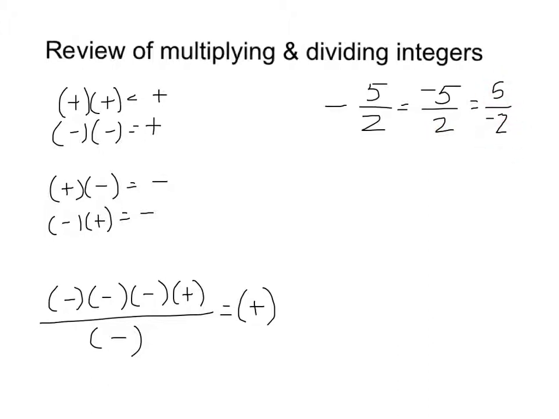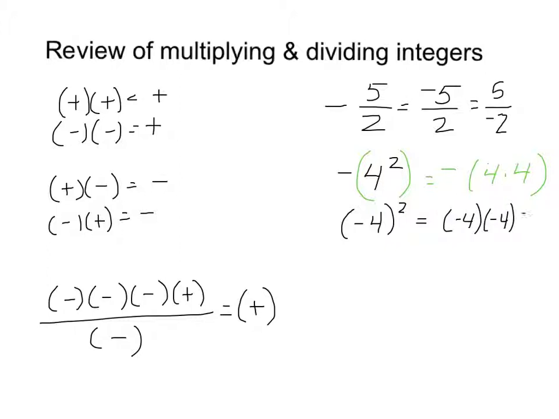One other little minor caution, or 2 little minor cautions. If I have the opposite of 4 squared, the exponent squared only applies to the 4, so it becomes the opposite of 4 times 4. If, however, the negative sign is inside the parentheses being squared, that means I'm going to do negative 4 times negative 4, which is going to give me positive 16, whereas the first answer would end up giving me negative 16.